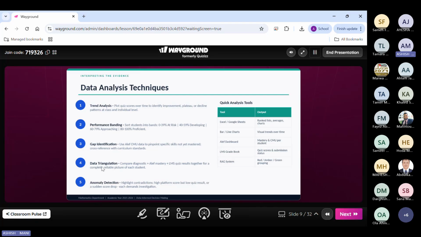And here is one important thing I wrote here: trying data triangulation. Now data triangulation is about using three data sources, from diagnostic, from Aleph, and from LMS. So I will use these three together, and that's why I mentioned here data triangulation.